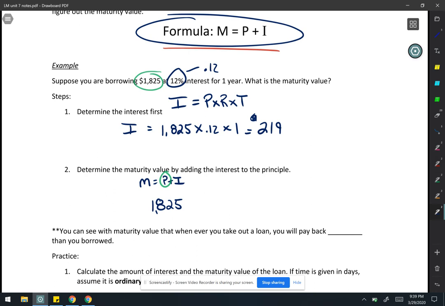What is our I? Our I is the amount of interest. We just figured that interest was going to be $219. So what we're going to do is add that $219 to the 1,825. We have our P plus our I. Okay, so now simply add those two together and we get 2,044. So M equals 2,044. You can see with the maturity value that whenever you take out a loan, you will pay back more than you borrow because there's interest.